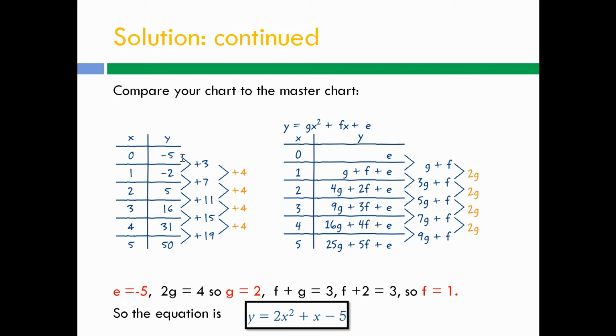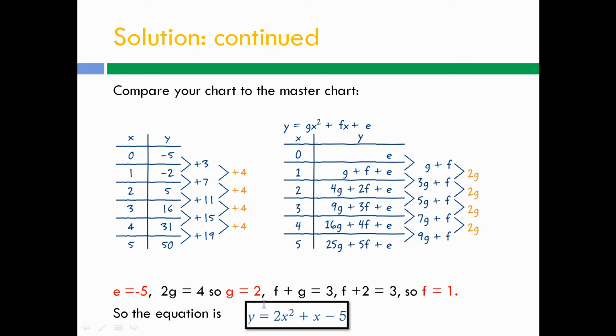Now I just need to find the third value, which is f. I can find it using this rule: g plus f is equal to 3. Now I know that g is 2. 2 plus f equals 3. That means f equals 1.